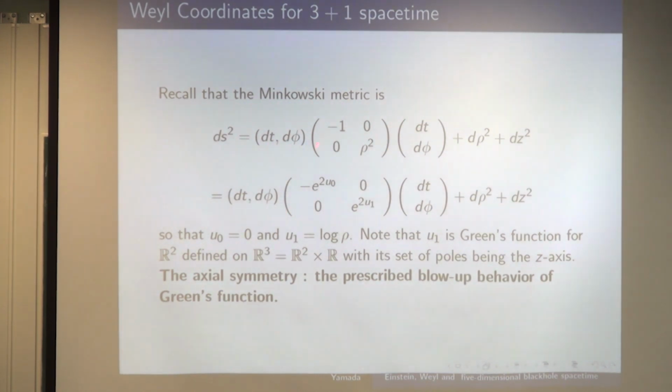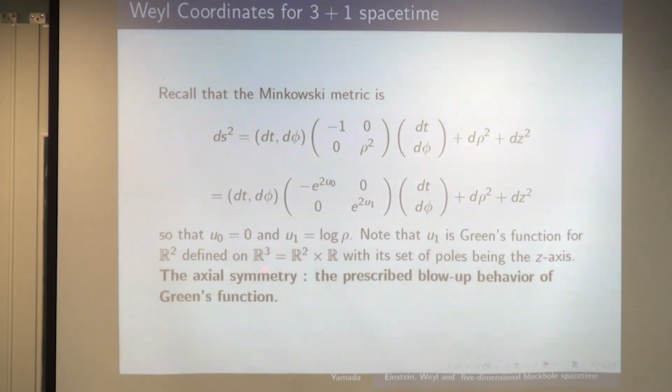Okay, I write this minus one and rho square in this way, so that u naught becomes zero, and then u1 becomes log rho. So log rho, as everybody knows, is the famous Green's function for R2, which blows up at the origin. The pole is at the origin. So the lesson, I'm being didactic here.